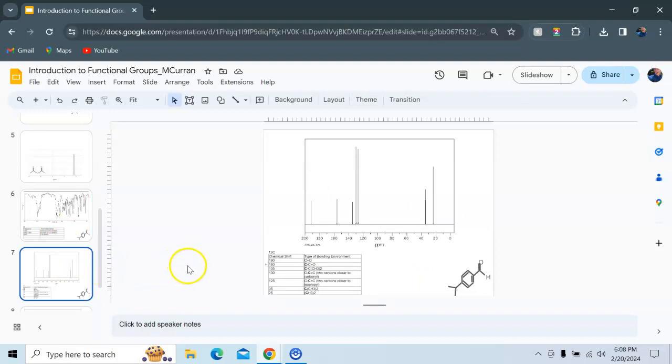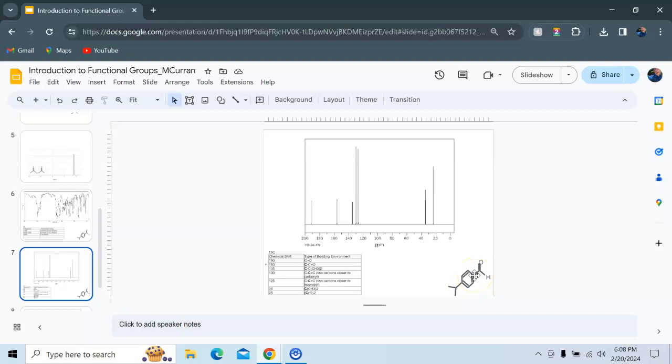Moving on to the carbon-13 NMR spectra. The main peak that jumps out first is the one furthest downfield at 190, which is typical of a C double bond O or carbonyl group. We then have a peak at 160 right here. This is the C on the C to C double bond O stretch. So that is likely this C right here on the molecule.